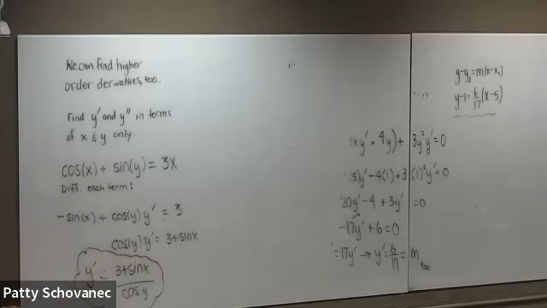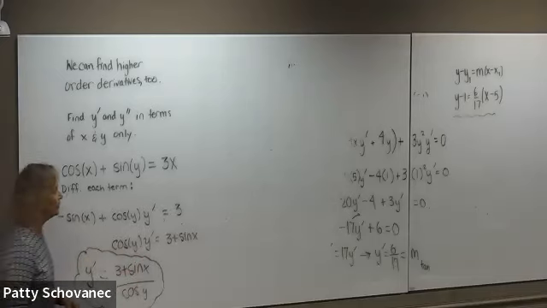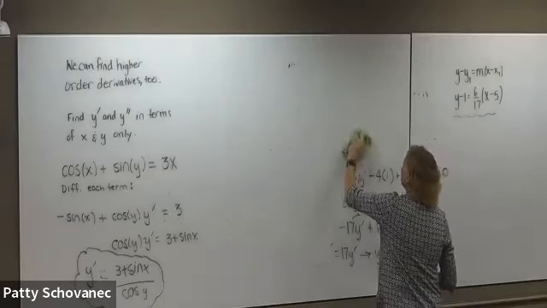And here's how we get y double prime. The derivative of y prime is y double prime. So we'll take the derivative of both sides of this equation. We get the y double prime over here. Over here, we better use the quotient rule. So let me make some room. That's going to take a bit.